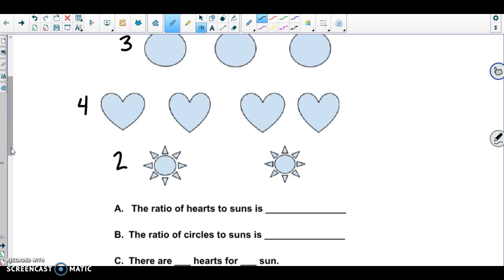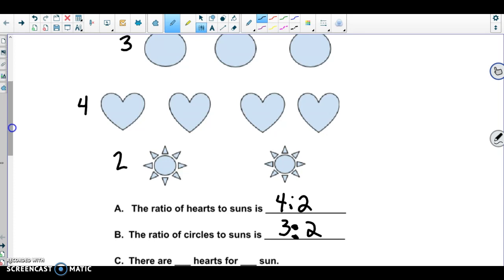So if I count my hearts, I have 4 hearts and 2 suns. So I'm going to write 4 to 2. Now remember, there's other ways we can write that, but for this, I can just write it exactly how it is, that there's 4 hearts for 2 suns. The ratio of circles to suns, we have 3 circles to 2 suns. And remember, I've got to keep it in that order. So 3 to 2. Okay.